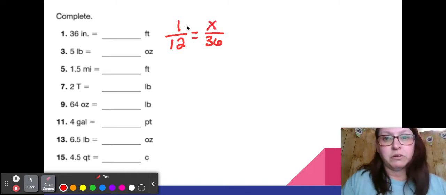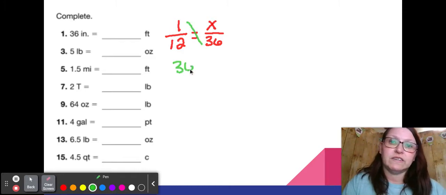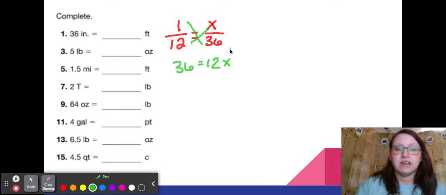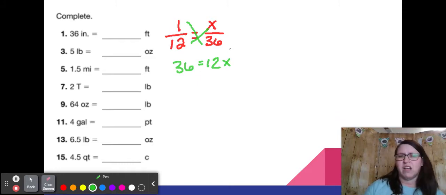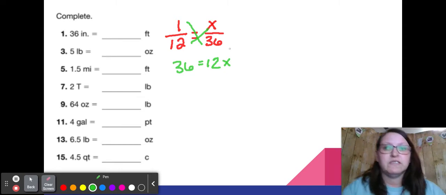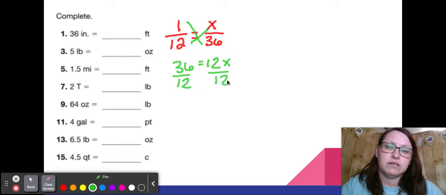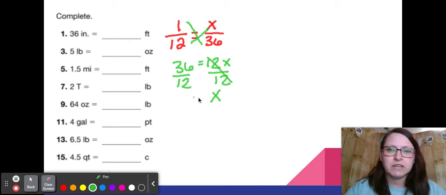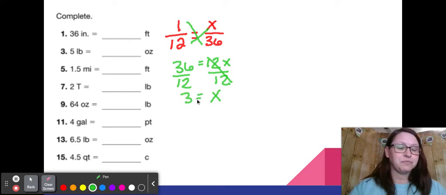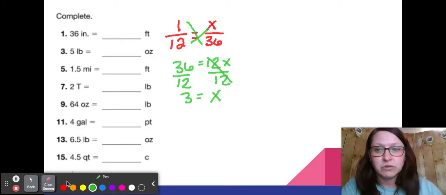So now at this point, I'm going to cross multiply and divide. So 1 times 36 is 36. 12 times x is 12x. Now I've done my cross multiplying. Now what do I have to do? Now I have to divide. So I'm going to divide both sides by 12. So 12 divided by 12 is 1, so I have x on this side. 36 divided by 12 equals 3. Perfect. That wasn't too hard. It was a little bit of a step-by-step thing, but it wasn't too hard.